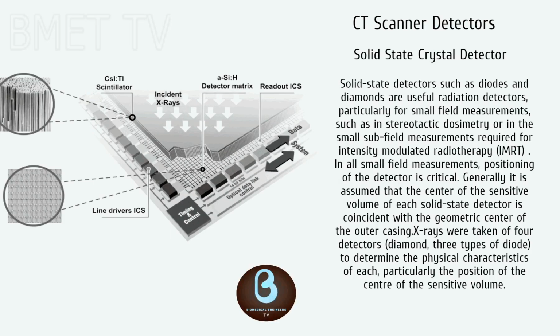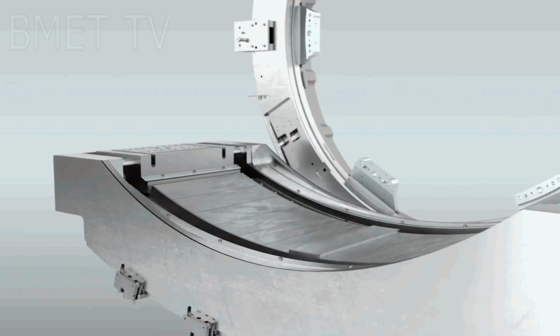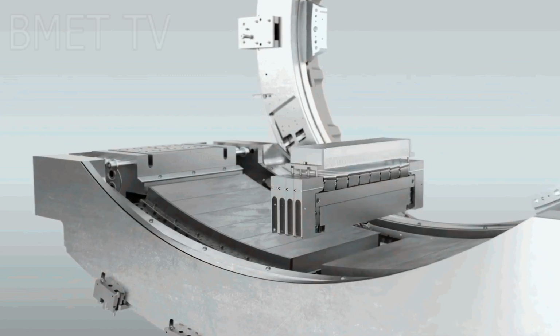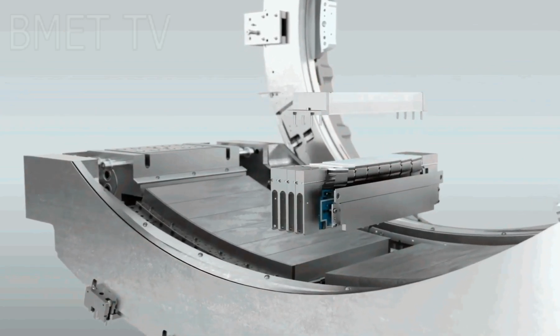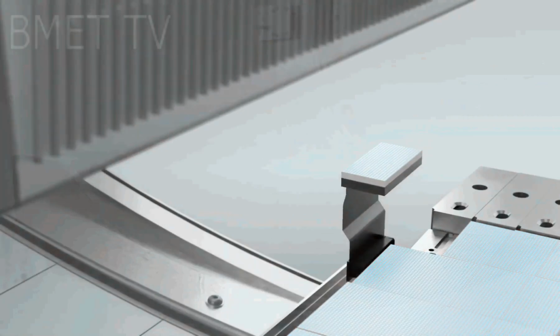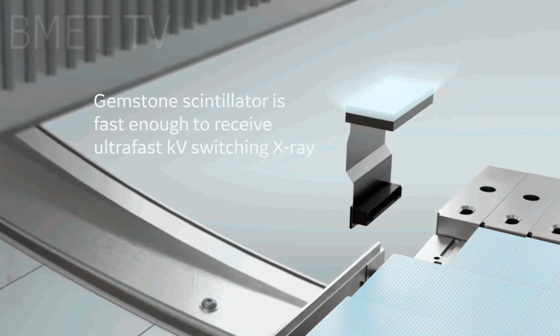Second is a solid-state crystal detector. Solid-state detectors are also called scintillation detectors because they use a crystal that fluoresces when struck by an X-ray photon. A photodiode is attached to the crystal and transforms the light energy into electrical or analog energy. The individual detector elements are affixed to a circuit board.